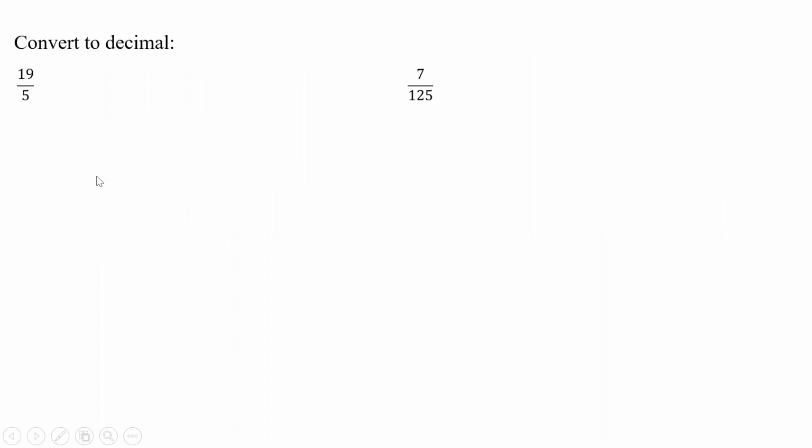All right, so let's do some examples where we convert a fraction to a decimal. And all we do, again, is just divide. So we're going to take 5 into 19, and I'm just going to add some zeros there.